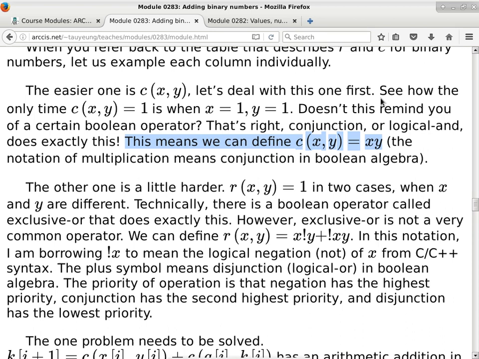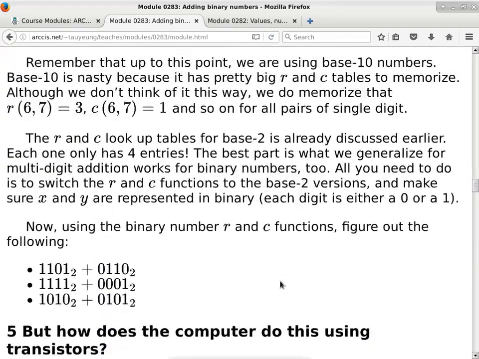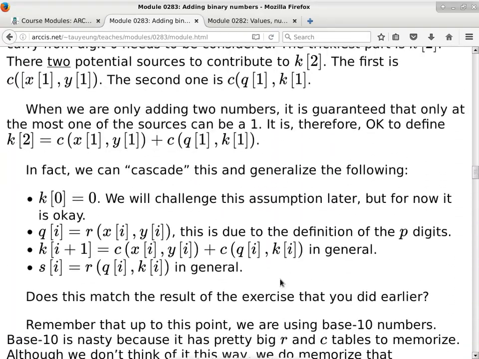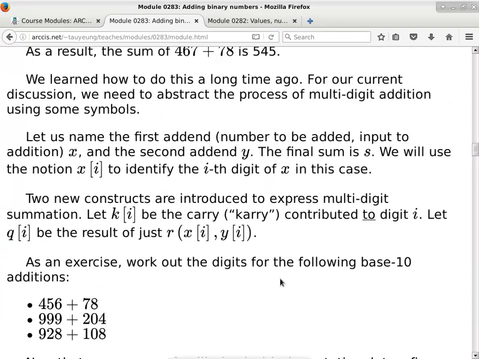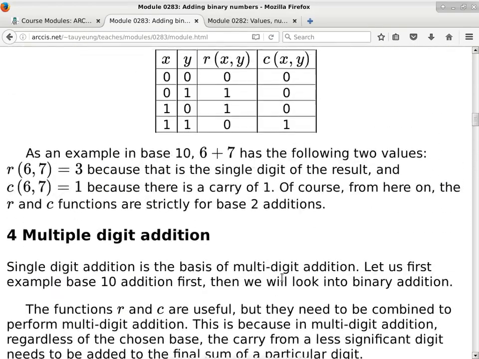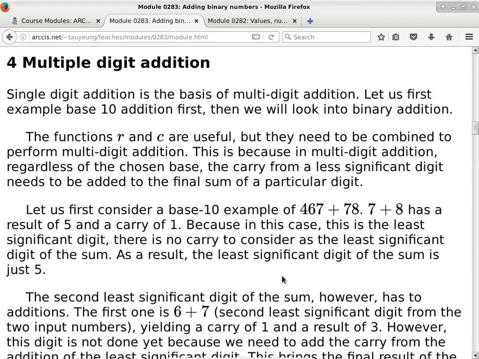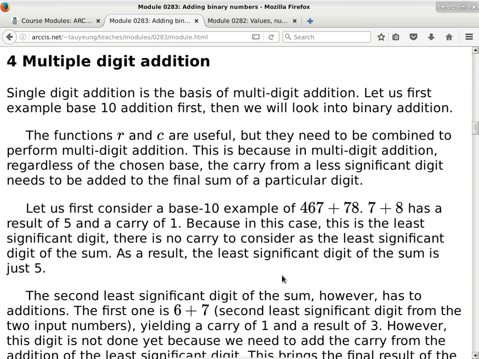Is that okay? All right, so the notes go a little bit further than this. There's a lot of stuff that I skipped earlier because it's kind of boring in a way. So we go back to here, okay? Multiple digit addition. In other words, I'm teaching you guys how to add numbers that have multiple digits. Really?